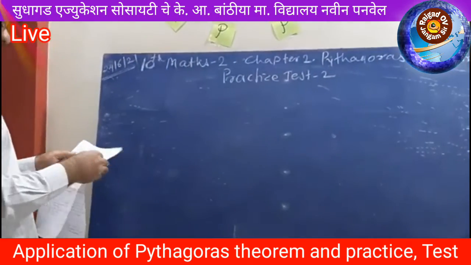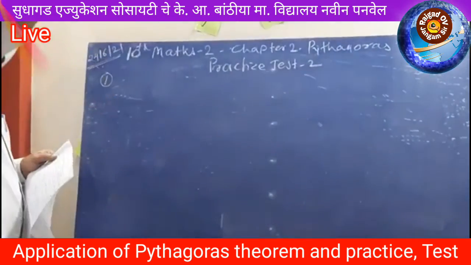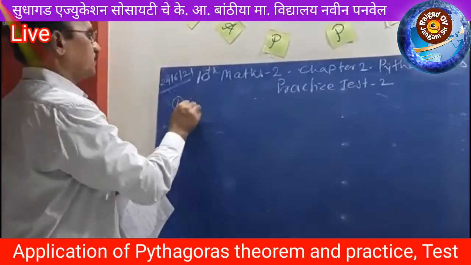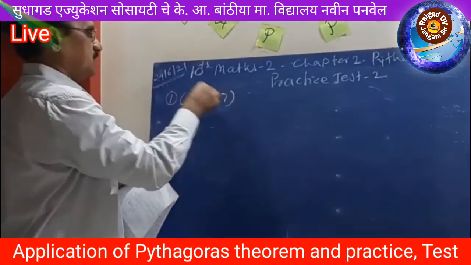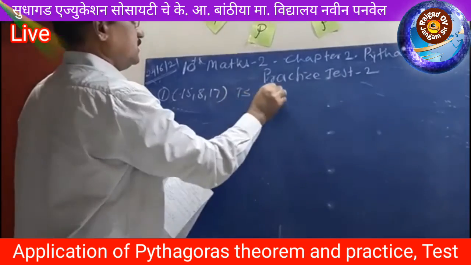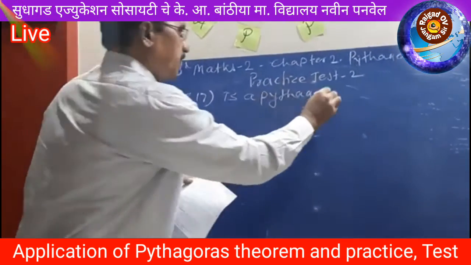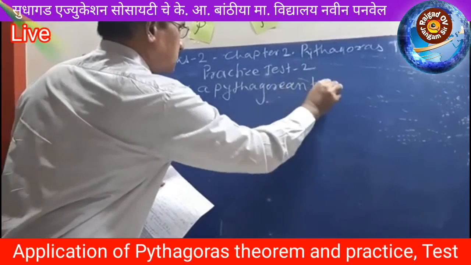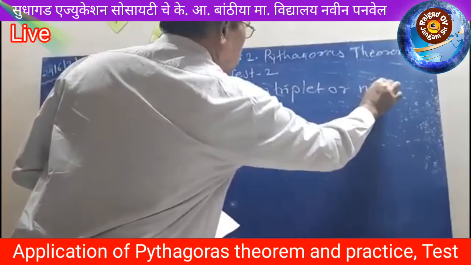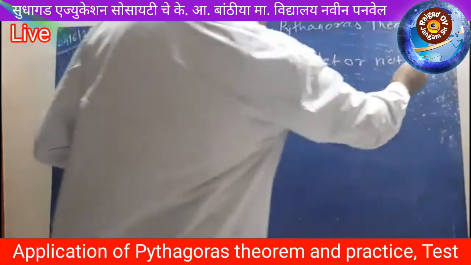Practice test 2, example number 1. Don't see there, write here this one as the example. 15, 8, 17: is it a Pythagorean triplet or not? Second one, this example carries 2 marks.